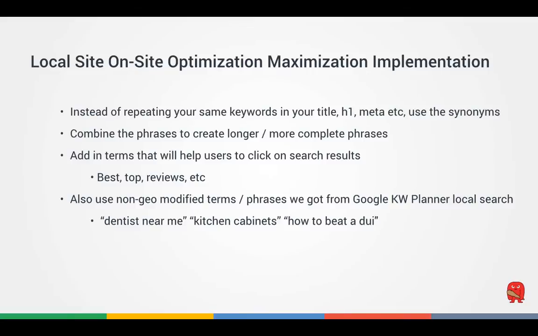The other thing that we're going to want to do is add in some terms that are going to help users click on the search results. So you can add in best or top or any kind of modifiers like that, and you can also add in reviews, etc. Also, in that page, you want to use the non-geo-modified terms and phrases that we got from Google Keyword Planner local search. So let me show you exactly what I mean by that.